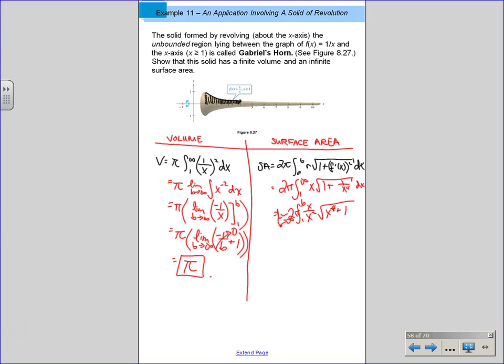You suppose? Which ends up being the integral of the square root of x to the fourth plus 1 dx. Wait a minute. Hold on. Why is this not looking right?